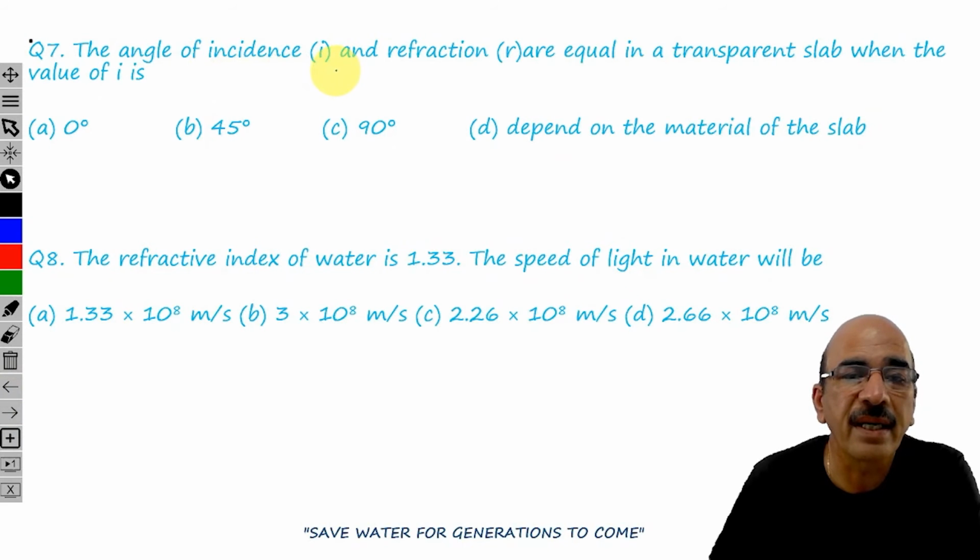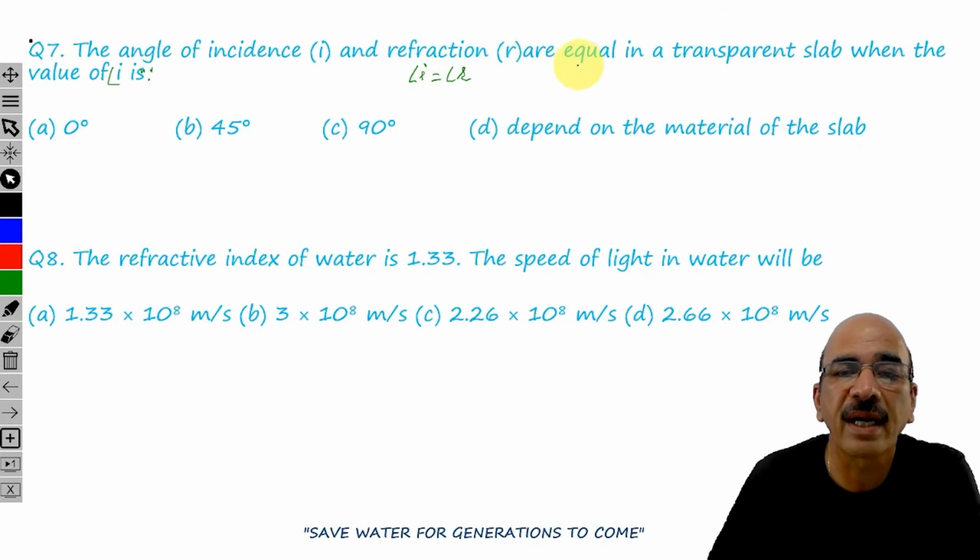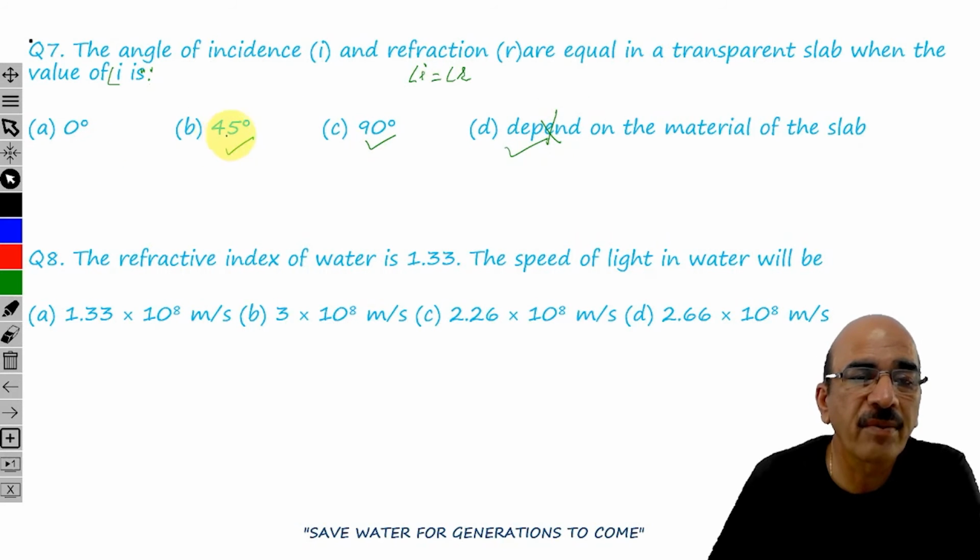So the angle of incidence I and angle of refraction R are equal in a transparent slab when the value of I is, value of I कितना होगा? Angle of incidence की value कितनी होगी, है ना? ये तो इस कंडीशन के लिए कि when angle I is equal to angle R, ये किस केस में हो सकता है? In a transparent slab when the value of I is कितना होना चाहिए? Value of I should be 45, 90 or depend on the material of the slab. No, material of the slab के ऊपर तो angle of incidence doesn't depend.